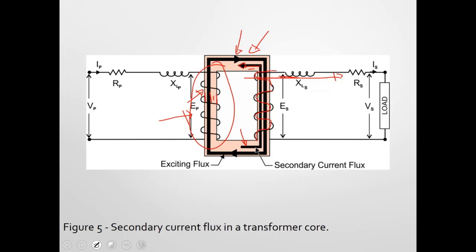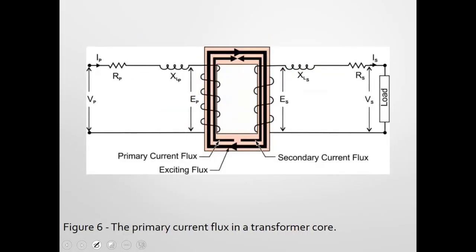So if the counter EMF is what opposed the current going through in the first place, and we drop that counter EMF, what's going to happen to the current on the primary? The I of the primary will then increase. It's going to go up because there's not as much opposition to current flow on that primary circuit anymore. And so it makes sense. When I put load on the secondary of a transformer, what's happening magnetically is going to make sure that the current comes up on the primary as well.